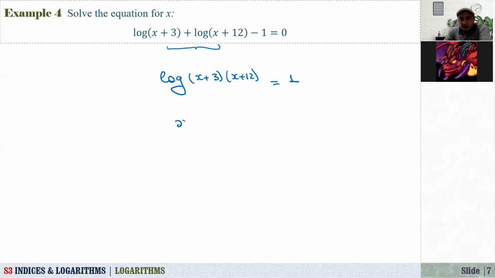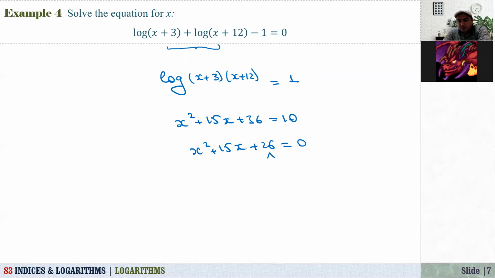So which means that if you just expand this, x squared, 3x, 12x, so here we have 15x, that's 3 times 12, that's equal to 36. On the right-hand side, the base is 10, 10 to the power of 1, here we have 10. Or x squared plus 15x plus 26, that's equal to 0.